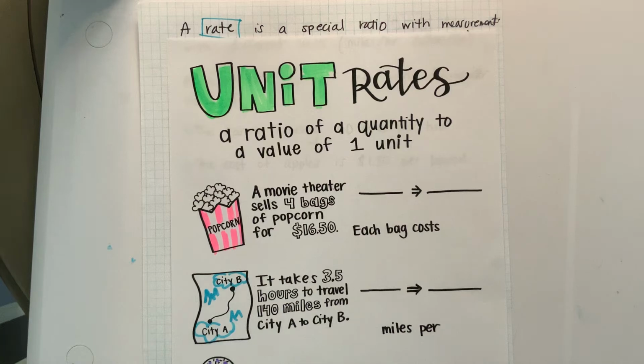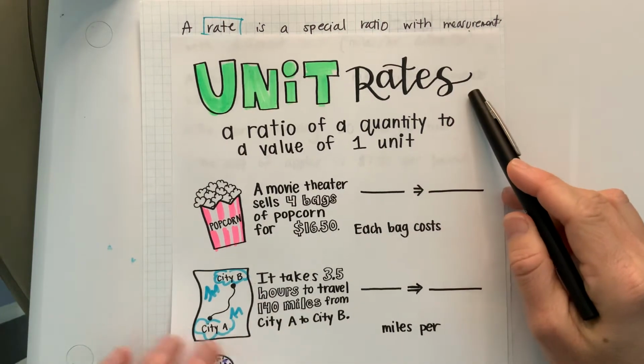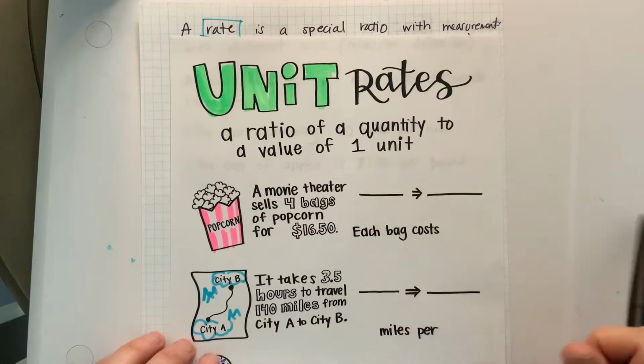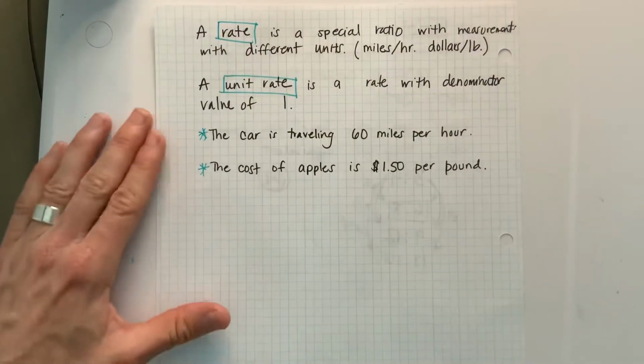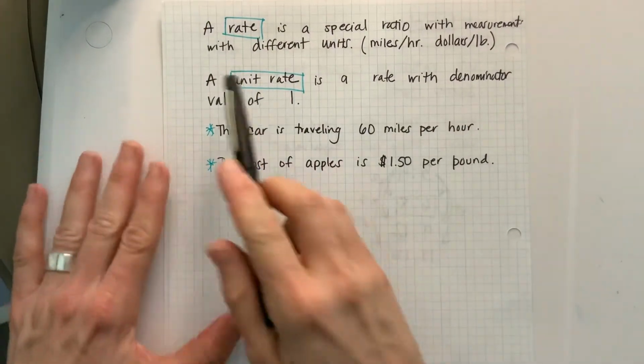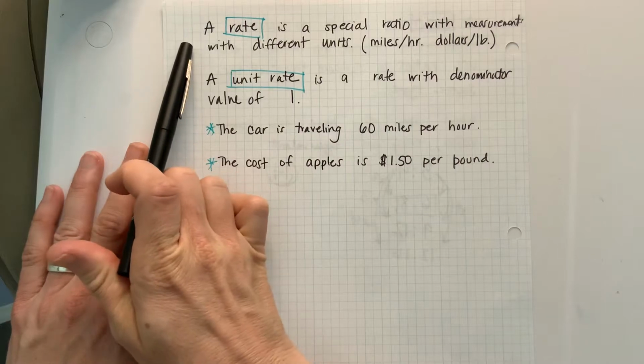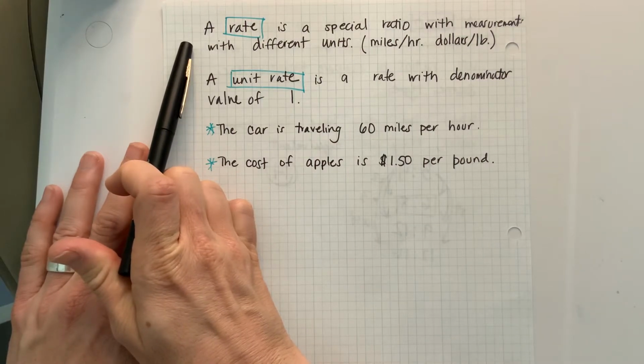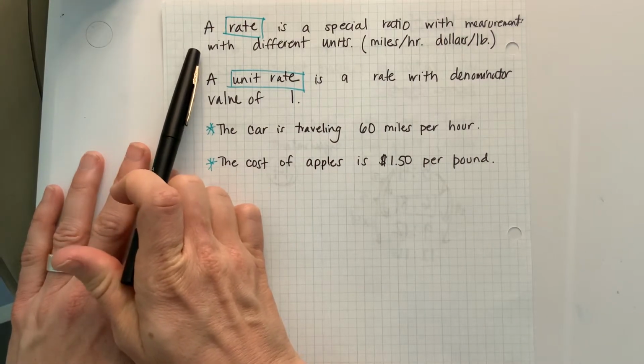In this video, we are going to be exploring unit rates and rates. So next to where you plan on pasting this into your journal, go ahead and write the following definitions. First of all, what is a rate? A rate is a special ratio with measurements with different units.